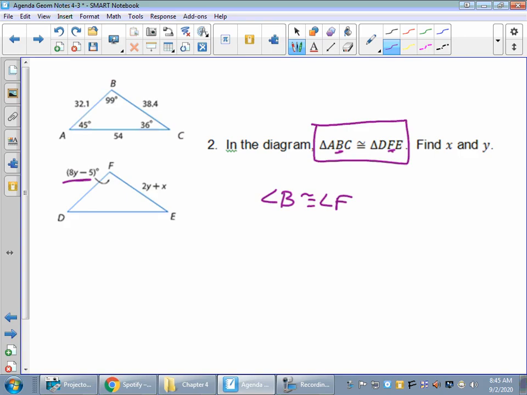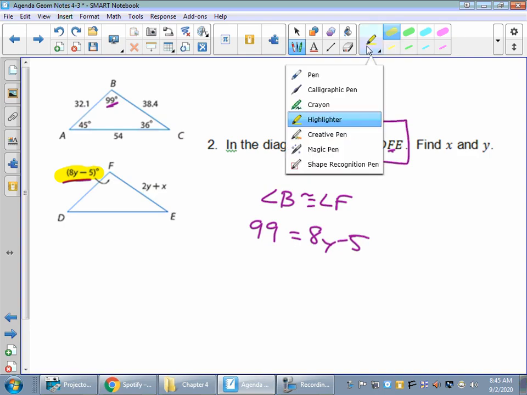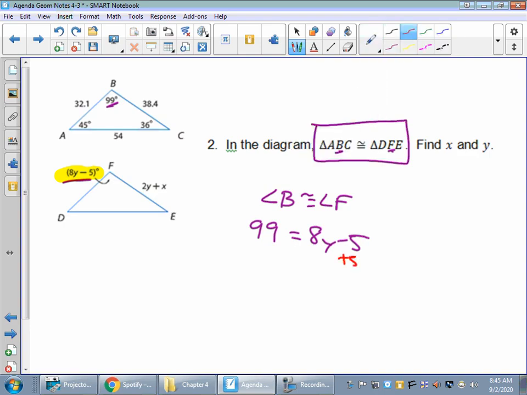So I know that angle B is congruent to angle F. So because of that, I can plug in 99, because that was given to me here, and it's equal to 8y minus 5, because that's what F was right here. That's what we're trying to find, right? So now I can do algebra to solve this one. I'm going to add 5 to both sides. That gives me 104 equals 8y, and then when I divide by 8, I end up getting y equals 13. Okay? So that's part of it.